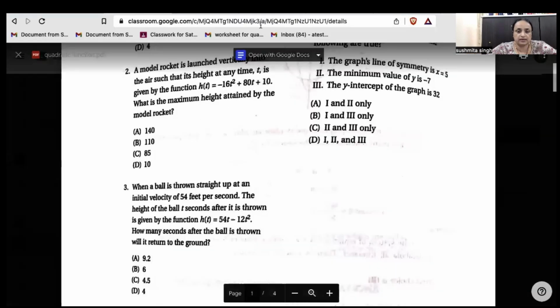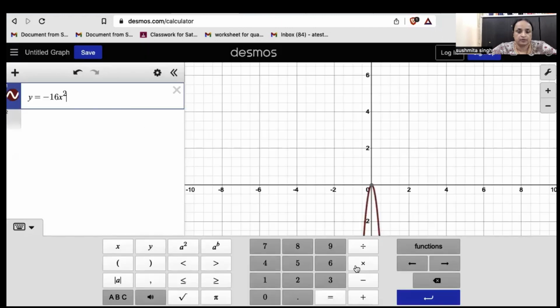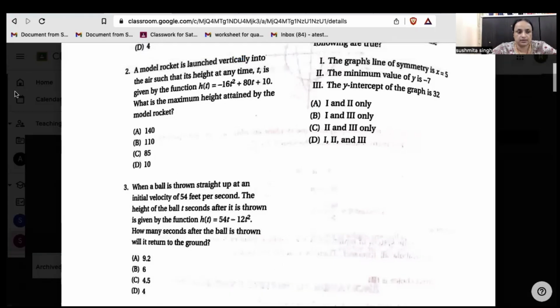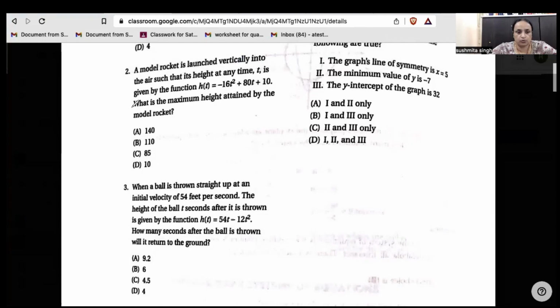plus 80x plus 10. Now over here, what they are asking us, can you see? They're asking us what is the maximum height. So this is a parabola and it has a negative sign, so it will open down like this. So we have to find the vertex.